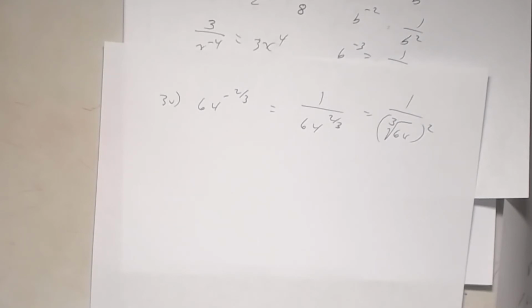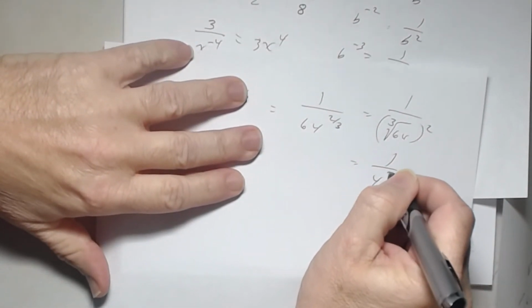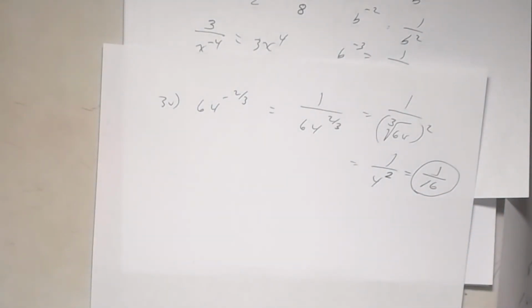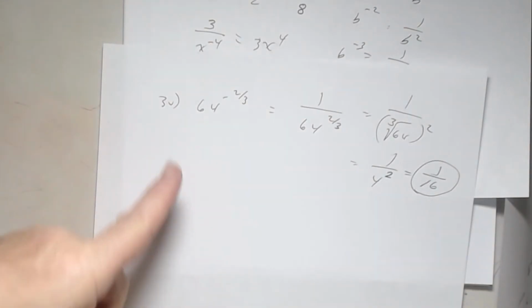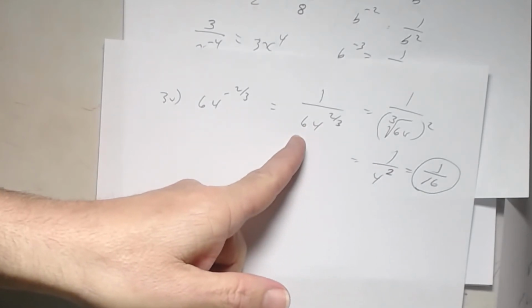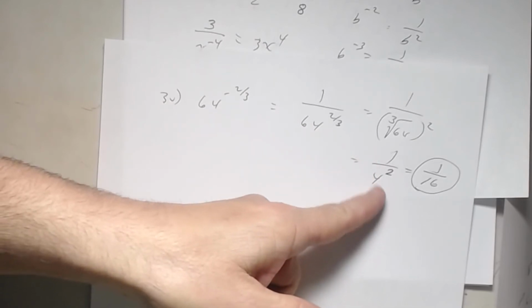Simplify if you can. Can I simplify the cube root of 64? What number times itself 3 times is 64? 4. So this becomes 1 over 4 squared. So what's the answer? 1/16. That's the answer. And so notice that I had a negative exponent. I have to first write it as a positive exponent, then I change it to radical notation, and then I simplify.